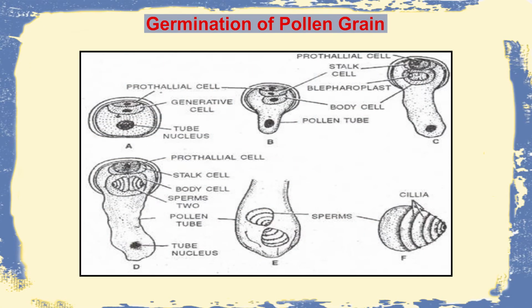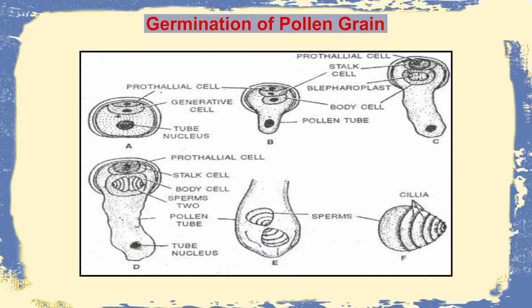So, basically the prothallial cell, tube cell, stalk cell, body cell, these are the cells present in a matured microspore of Cycas. And we can see here that this particular intine will come out as the pollen tube, and this pollen tube will develop from the blepharoplast, and then the pollen tube will gradually get inside with the help of the typical tube nucleus. It is followed by the 2 sperms which are having a ring of cilia, so the sperms also can move on their own.